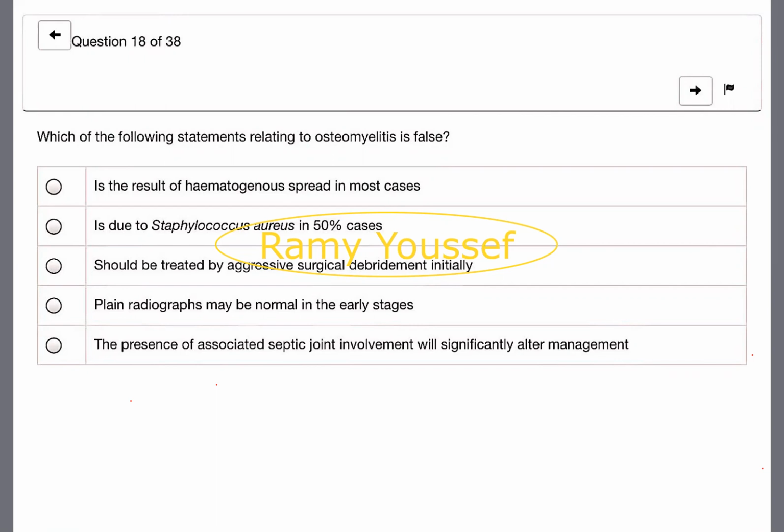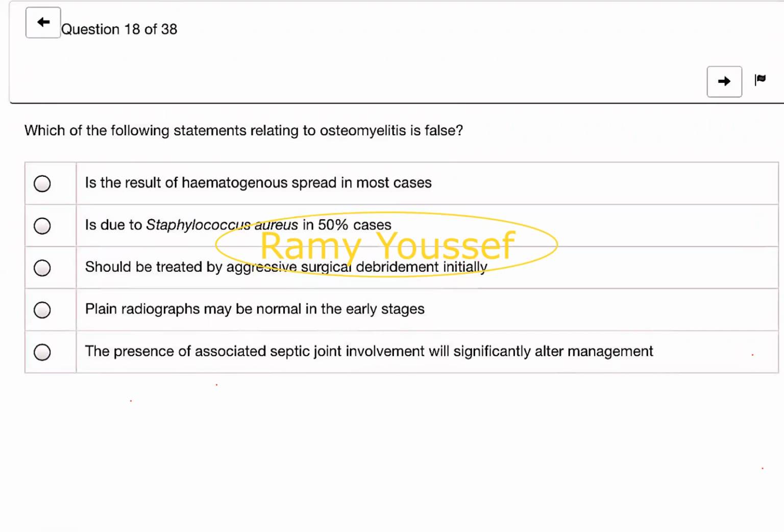The most common organism causing osteomyelitis is Staph aureus. Okay. The most common organism causing osteomyelitis is a very common question in the exam. Osteomyelitis, most common organism, number one: Staph aureus. Okay, some information about osteomyelitis. Most common organism, Staph aureus.